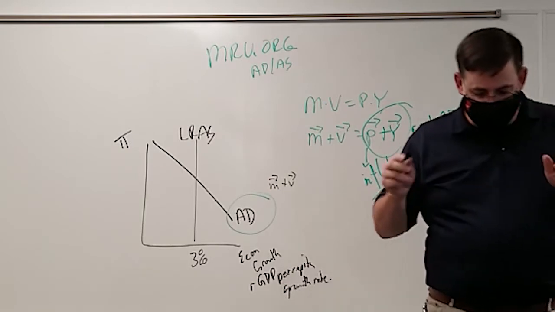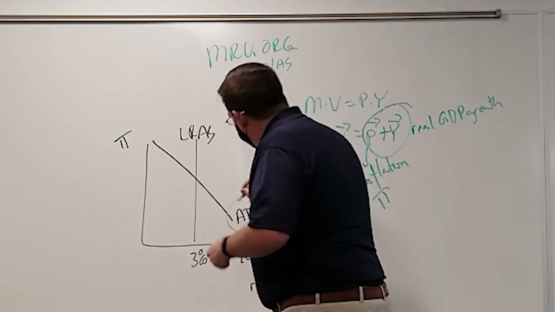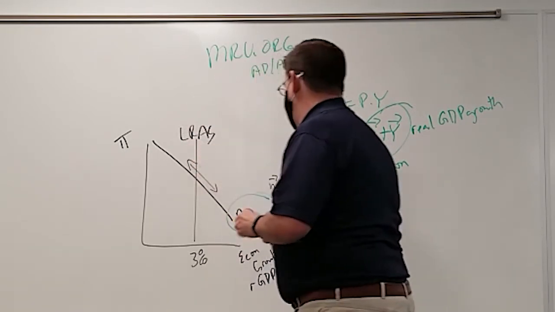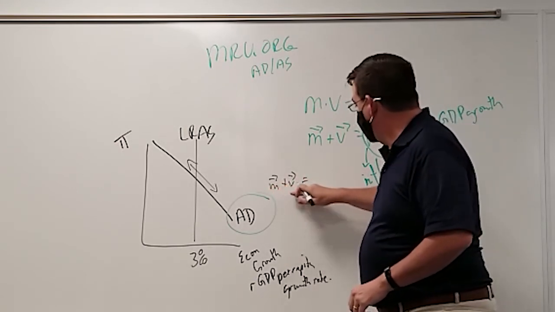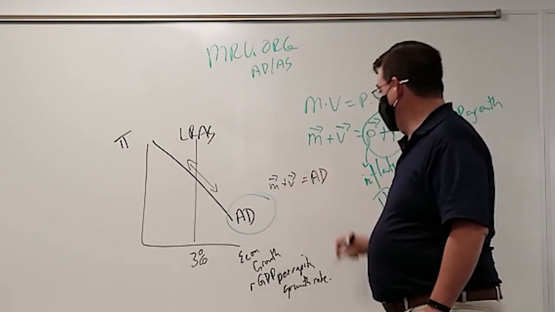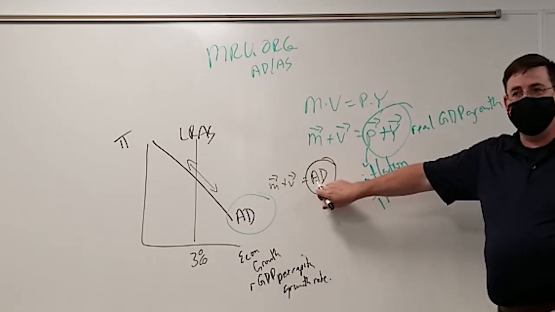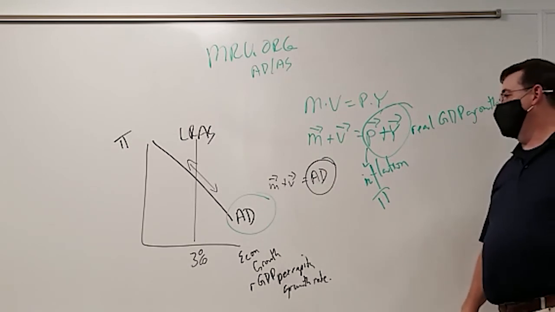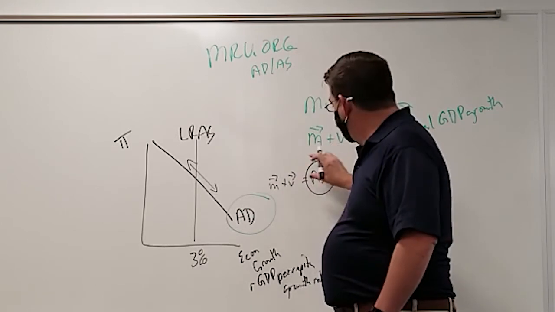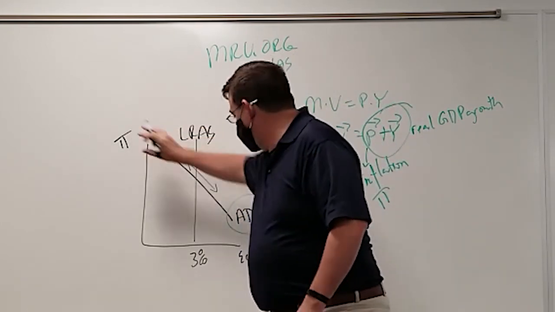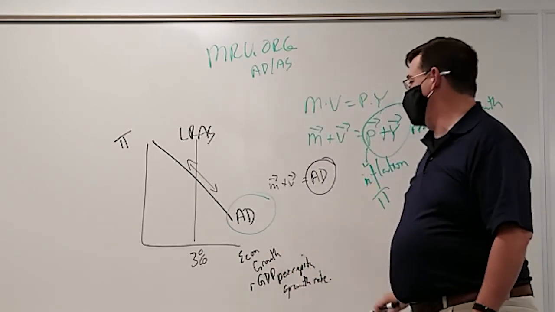So just think about how graphs work for a minute. A movement along my aggregate demand curve would maintain the same overall M plus V. A movement along the aggregate demand curve would have the same aggregate demand added up. It would just be that the portion of aggregate demand that is related to price and the portion that is related to real GDP growth would vary.